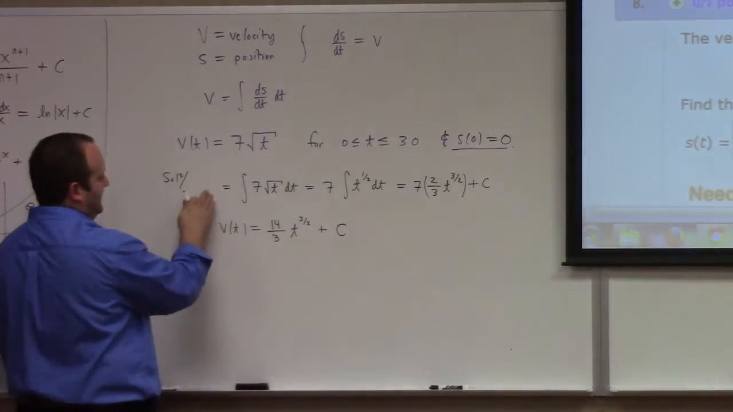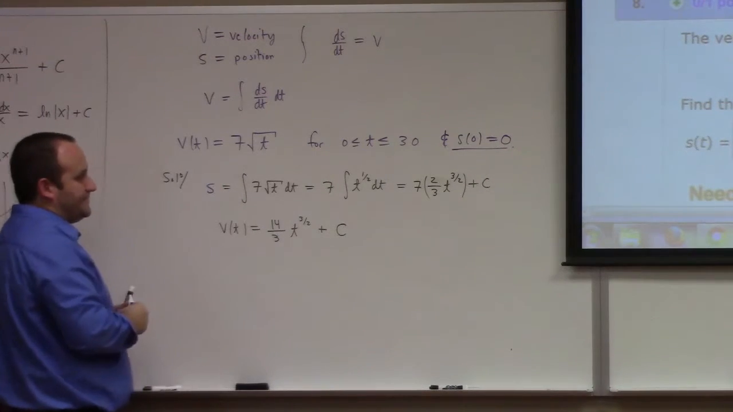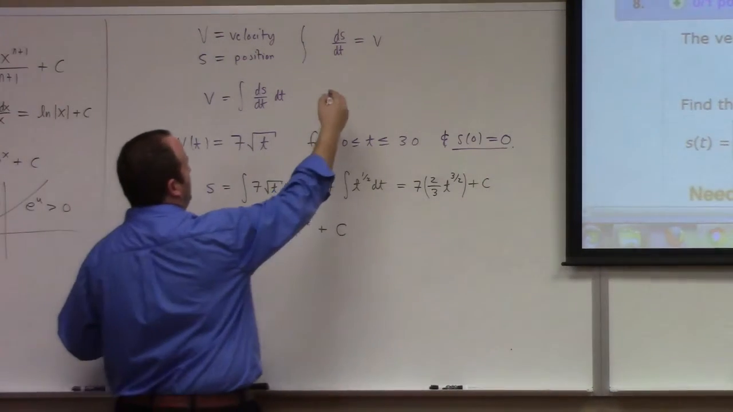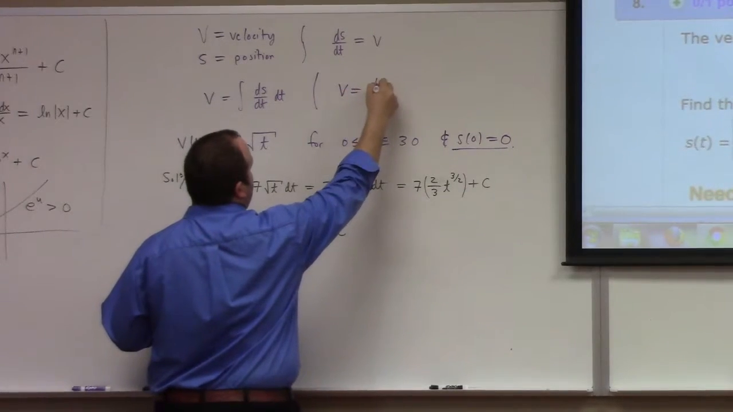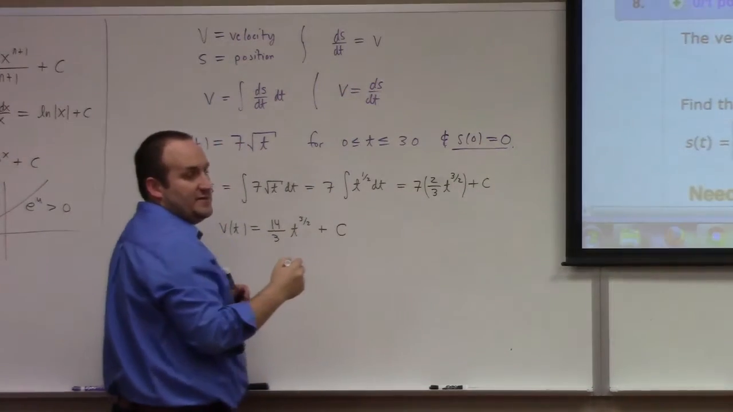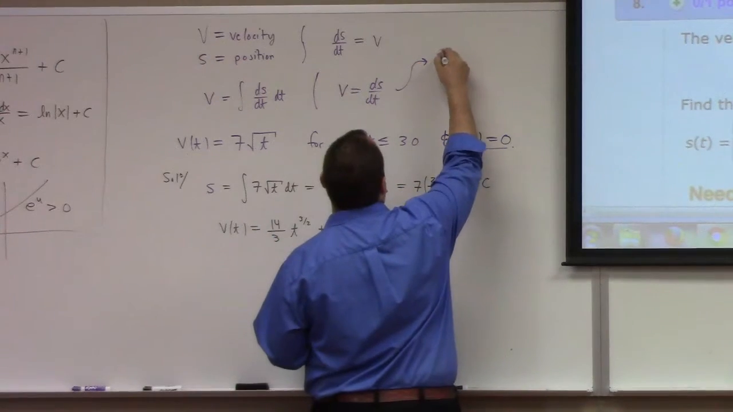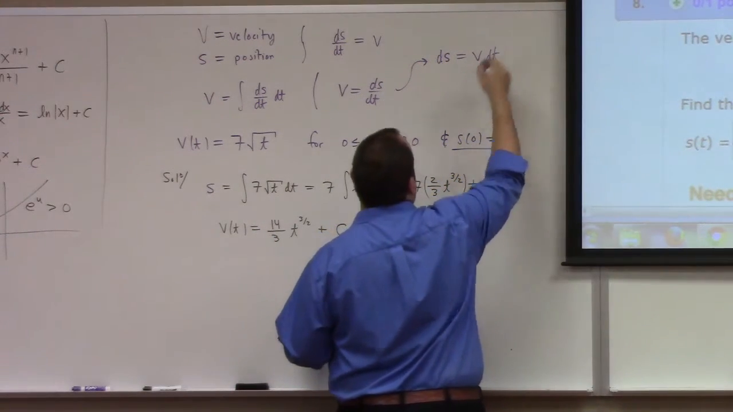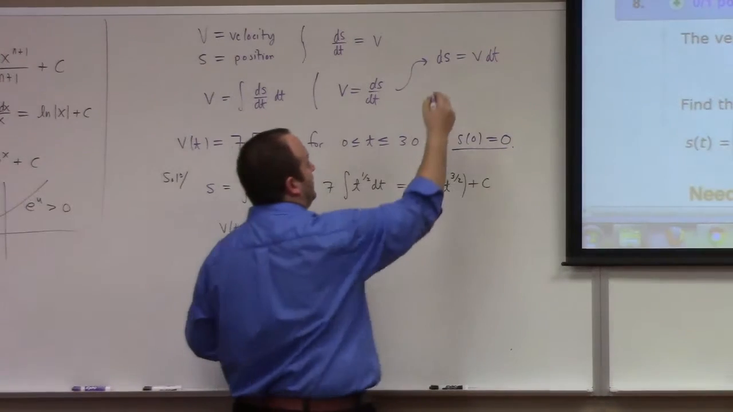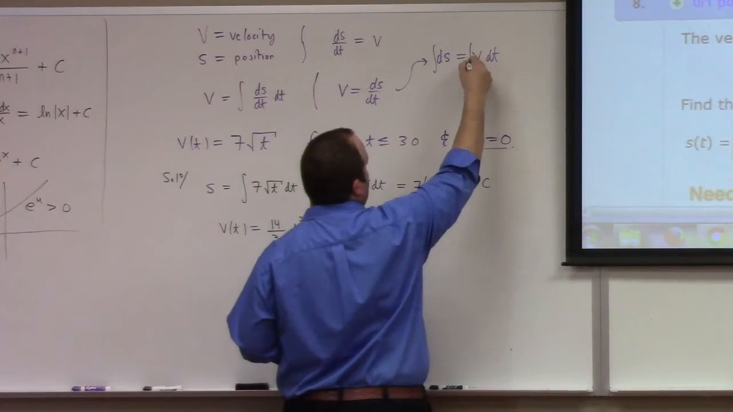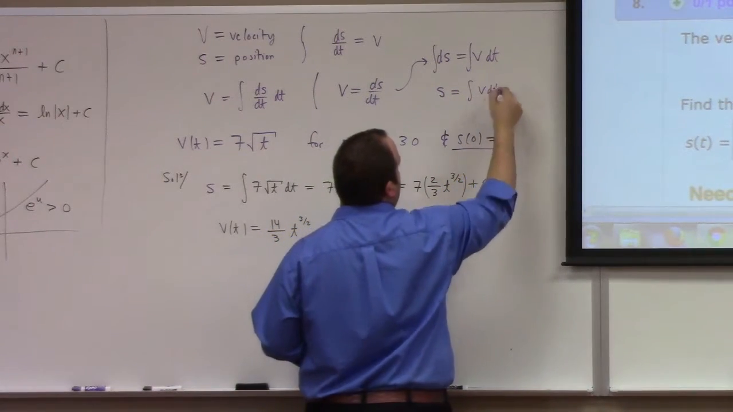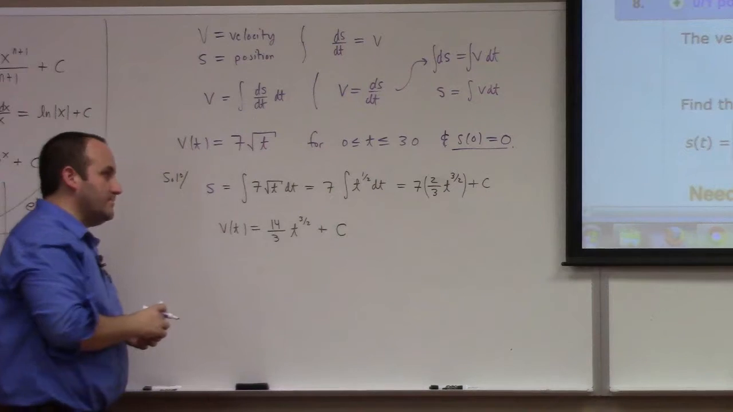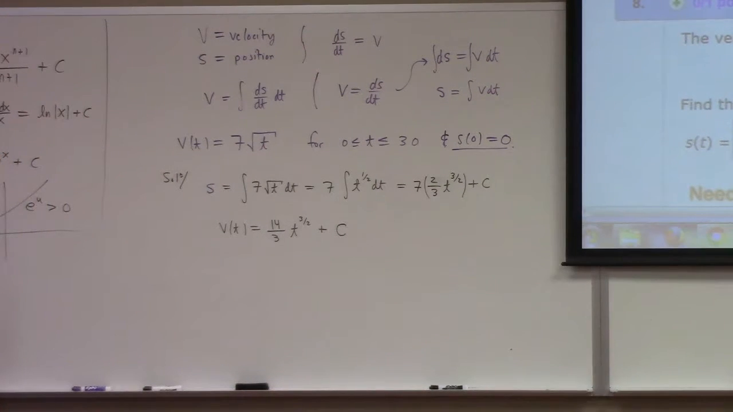So this is s. You can look at this in terms of u substitution. If v is equal to ds/dt, here's another way of thinking about it. That tells me that ds is equal to v dt. So the integral of ds is equal to the integral of v dt. The integral of ds is just s, so s is equal to the integral of v dt. That's a way of thinking about what we're doing in terms of u substitution kind of logic.